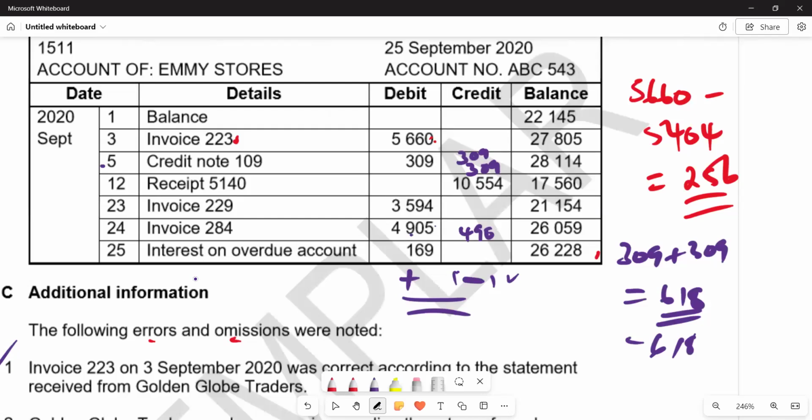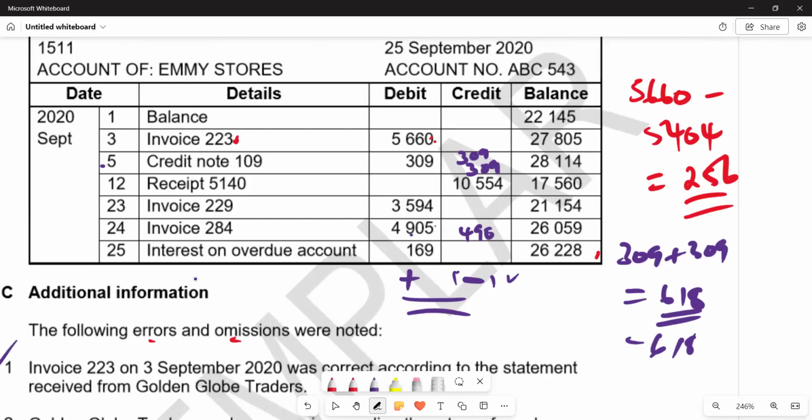If you go to our statement, you'd see the interest is indicated here. We have the interest there, so we can make it clear there. We are having it indicated on the debit side of the statement, showing that it has increased the value that we are owing Golden Globe trader. So this amount is not appearing in the ledger. This is our ledger. You see that 169 is not there. It should appear on the credit side, 169.